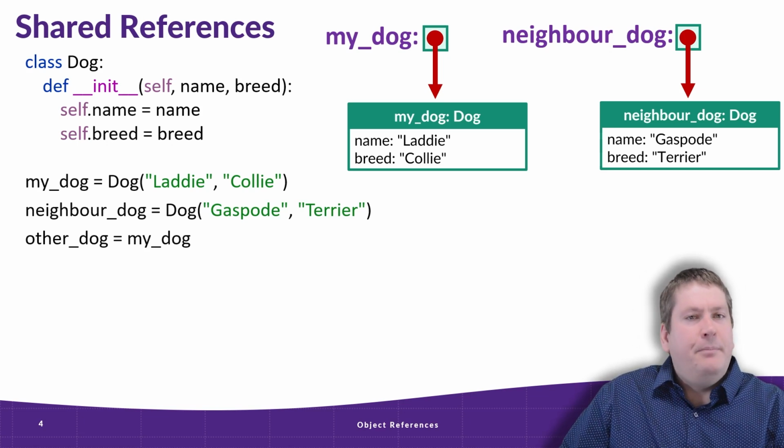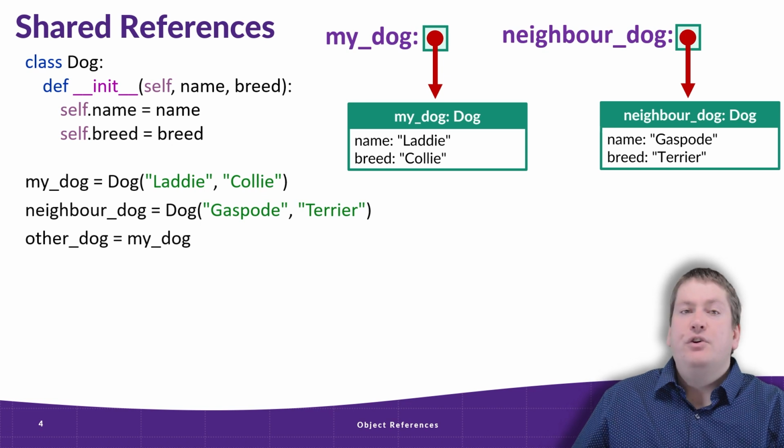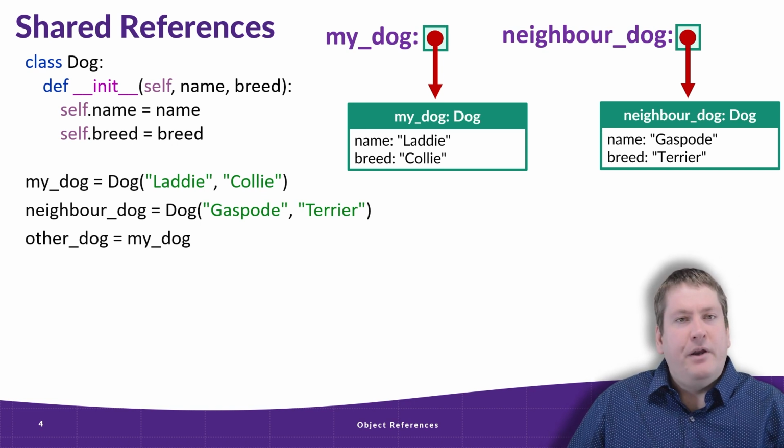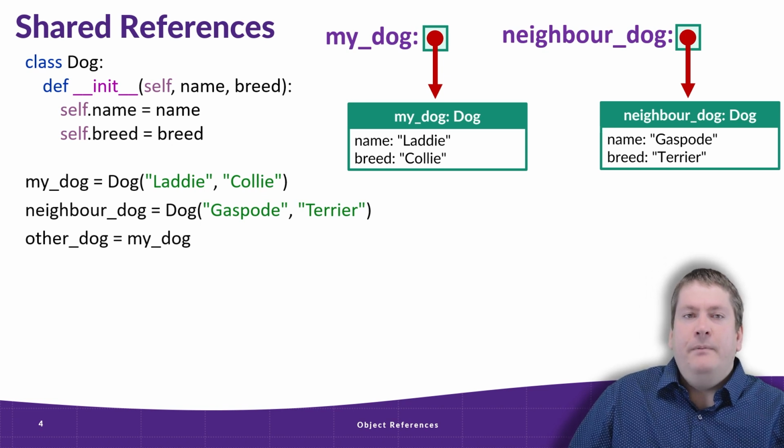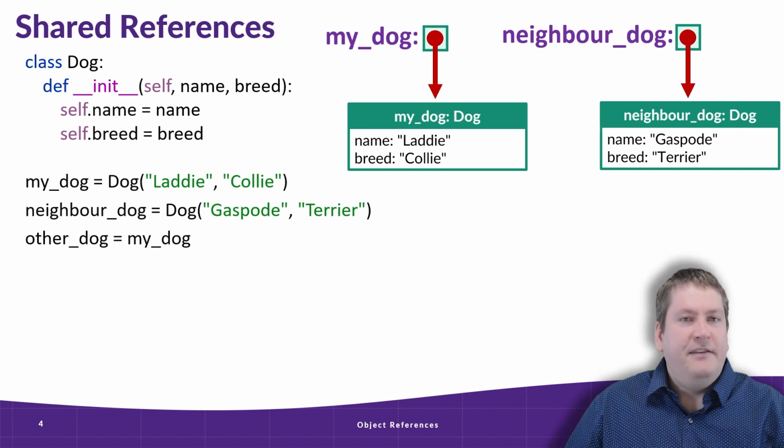Is this going to make a copy of myDog? Is it going to have two variables pointing to myDog? Maybe it'll give us a syntax error. Think about it for a bit. I'm going to put up a timer and unpause when you think you have the answer, and we'll take a look.